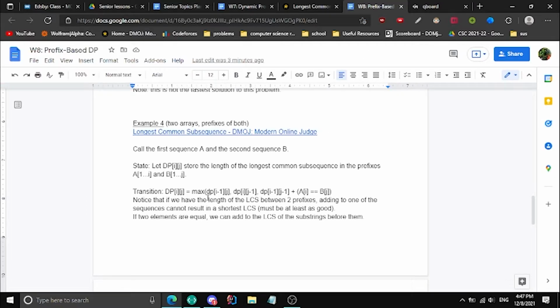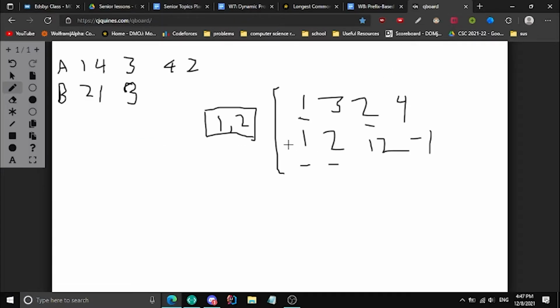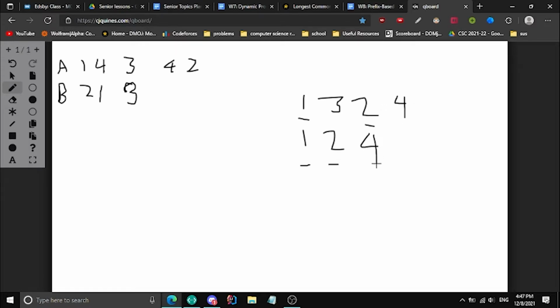Right, so that means that dp at i, j is at least as good as dp at i minus 1, j and dp at i, j minus 1. Now, what if I had a at i equal to b at j? Let's say I had the sequences 1 3 2 4 and 1 2 4, and I wanted to find dp at 4, 3.